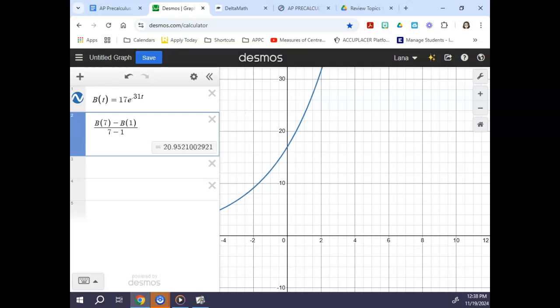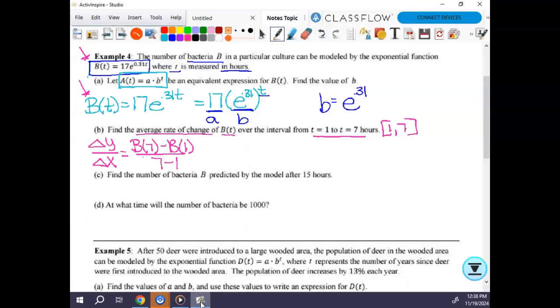Okay? So we're not going off and evaluating things and substituting them back in. It just does it all for us. But we do have to have this set up here, right? This is showing your process, not just some random number written down here. So this is 20.9521.